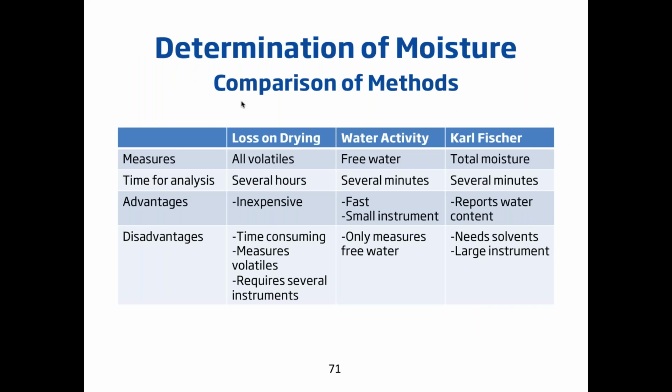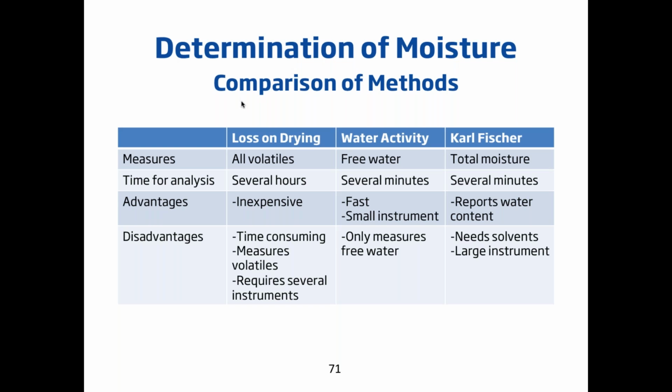Again, a quick comparison of methods. Loss on drying will measure all volatiles, including water. The time for analysis is usually overnight. It's inexpensive, but it's time-consuming. It's a slow turnaround time. Water activity measures free water. It only takes several minutes. It's fast, but it only measures free water. So you have to know which of those measurements is the most important for you. And then Karl Fischer will measure that total moisture, but it does require some non-aqueous solvents, which are not typically the most friendly chemicals, and some lab technique to get those results.